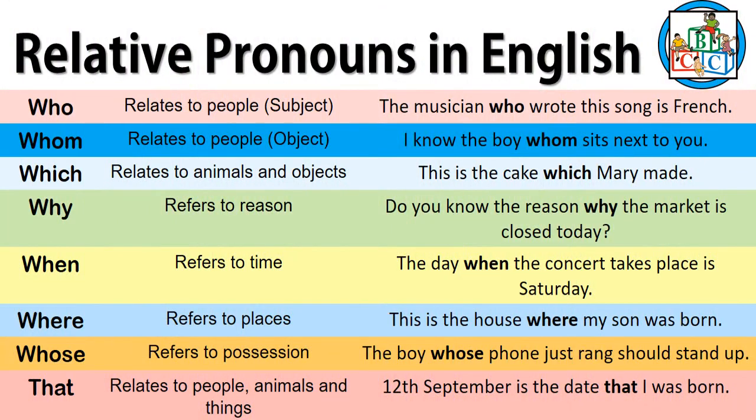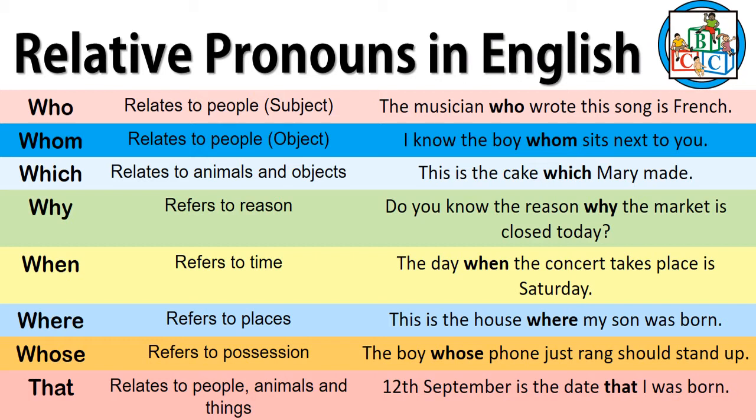Nonetheless, you have other pronouns which exist. So you have pronouns such as who, whom, which, which you already know. You have other relative pronouns such as why, when, where, whose, and that. So these are other relative pronouns that you need to know. Let us read the examples.